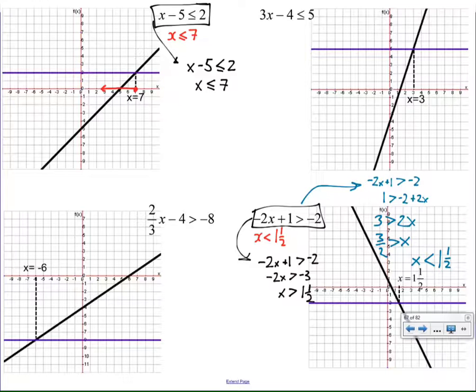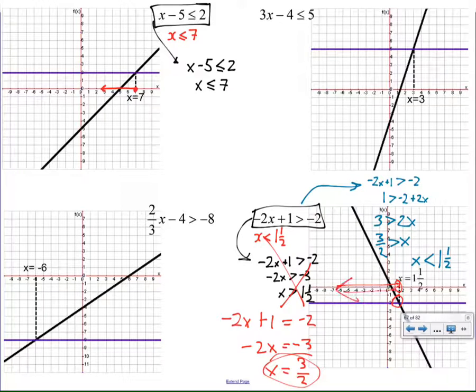So we're going to skip this method. I contend that we should just solve the equation: y equals -2x plus 1 equals -2, and we solve that equation, -2x equals -3, x equals 3/2. Once we find the point of equality, then we can take a very simple glance at our graph and show that x should be less than 1 1/2.